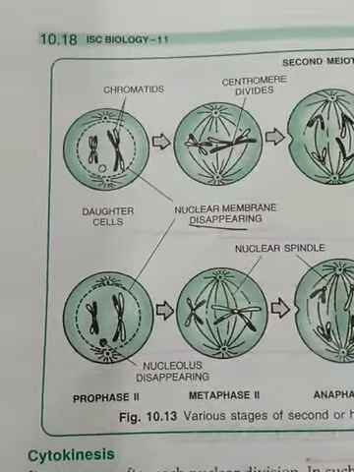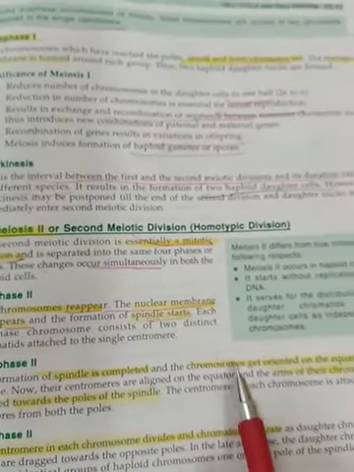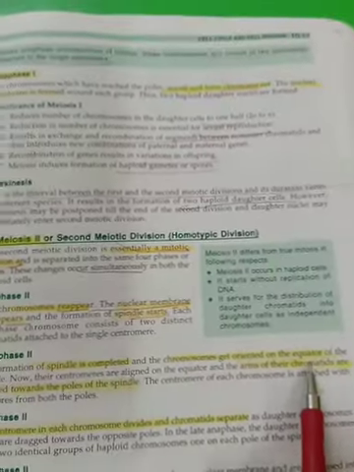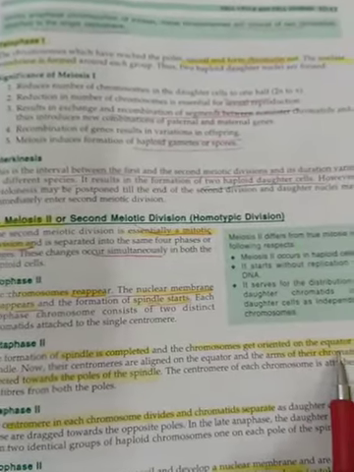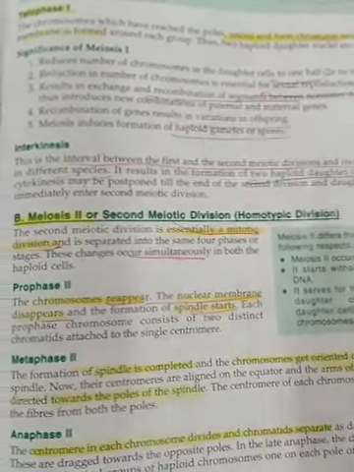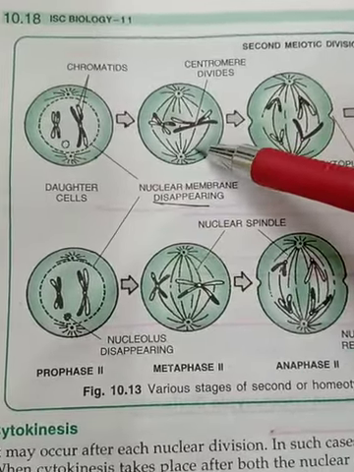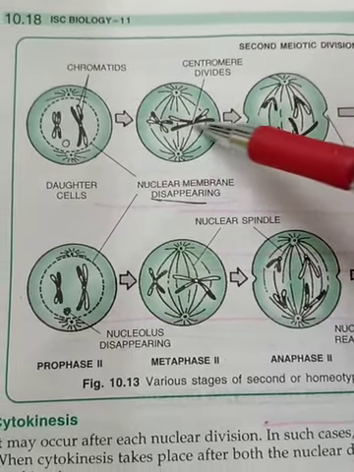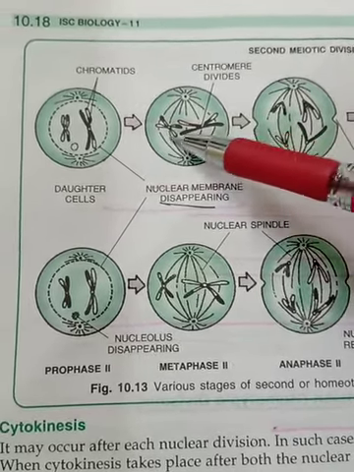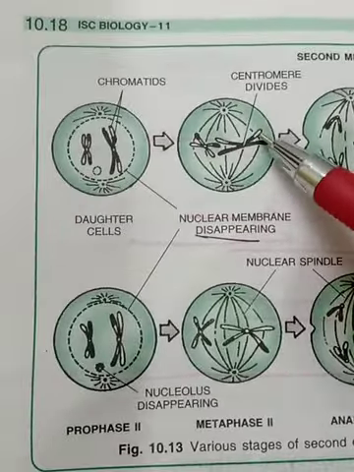Metaphase, what happens? Three major changes. Spindle formation is completed. Chromosomes are oriented at the equator, forming the metaphase plate, right? And the arms of the chromatids are directed towards the poles of the spindle. So let us see here. Spindle formation started here, but it has completed over here. Second, the chromosomes are aligned at the equator in a plate-like structure. And the third is that the arms are directed towards the poles.